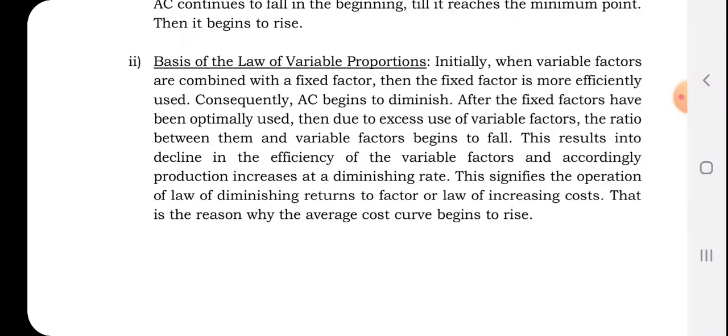Next one is the basis of the law of variable proportion. We have already seen in the production chapter, in the example of land and labor, that when more and more units of labor are combined with the land, in the beginning, because of underutilization of the land, production starts increasing. But after the ideal ratio between land and labor, it gets disturbed, and it gives returns at a diminishing rate. That is the reason why in the beginning the cost is decreasing, and after reaching the minimum point the cost is increasing. That is why the average cost curve is U-shaped.